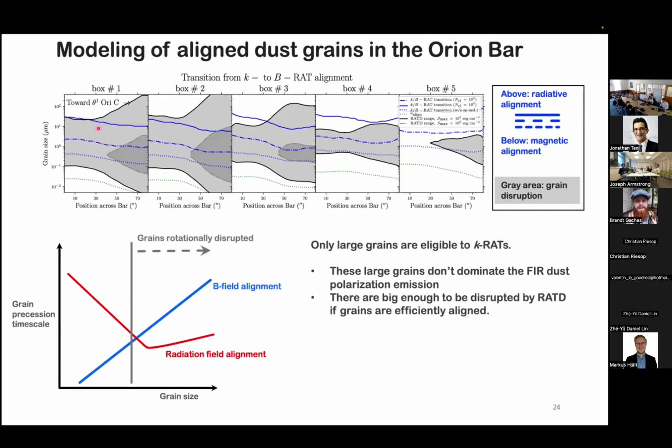This is quantified here by the gray region. Each box is a location along the Orion bar, and the x-axis is the position across the bar, with the right pointing toward the irradiation front. And we quantified this effect of rotational disruption, and the gray regions point toward the grain size affected by this effect.